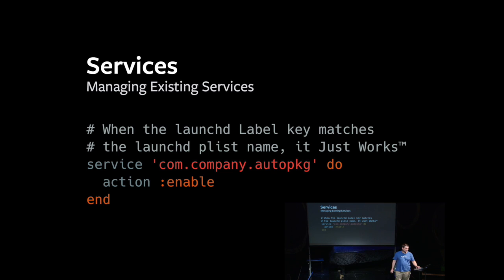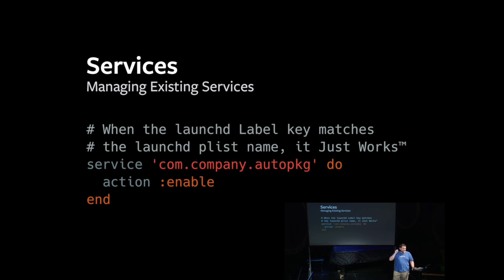Enabling a service is dead easy. You use the label as the service name and tell it to enable or disable, and that's all you do. It will look on disk for that name, so com.company.autopackage.plist, and it'll look in Library LaunchDaemons and Library LaunchAgents, and if it's there, it will load it for you.